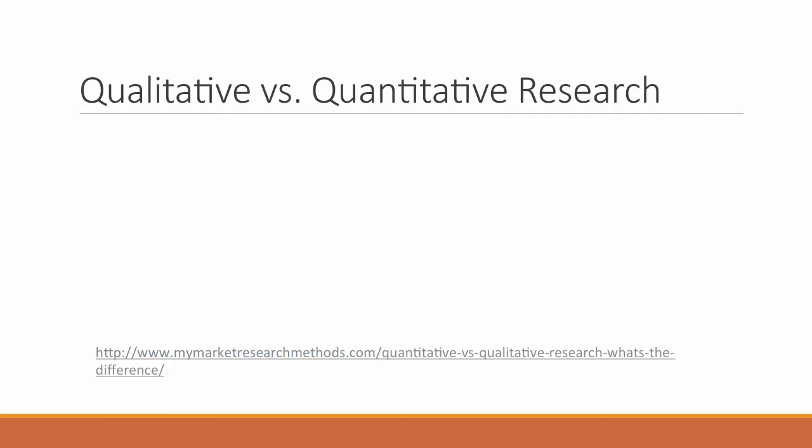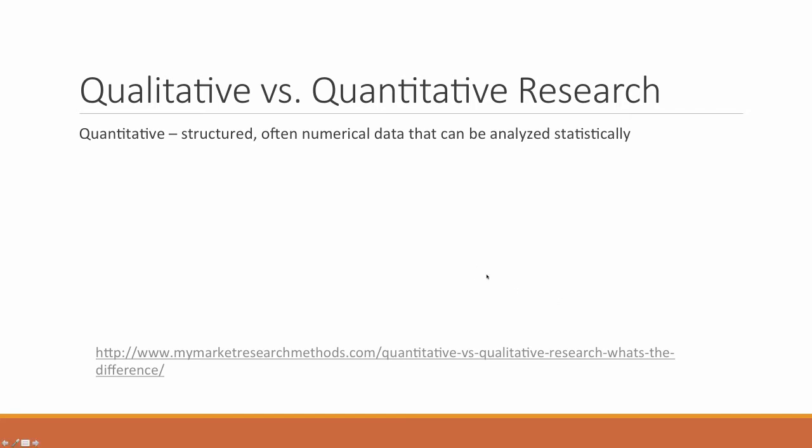You can also classify marketing research as either qualitative or quantitative. And let's do a very simplistic differentiation of those two types of research. Quantitative research is research that is gathered in such a way that it can be statistically analyzed. It's often numerical data that is analyzed statistically. Qualitative research is data that is gathered that is summarized more subjectively.